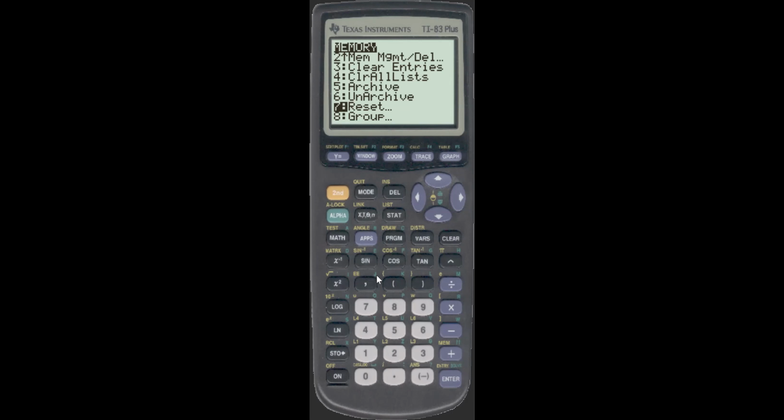I'm sorry, second, and then what do I press? Mem, which is under the plus. Oh, okay. And then you go down to 7 to reset everything. Okay. I think it asks you one more prompt after that. Let's do it. Yeah. All RAM, yes.